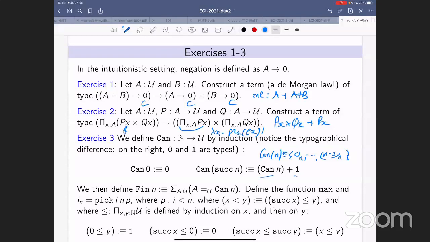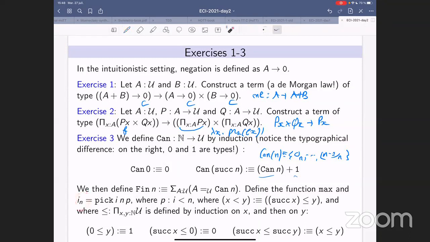So this is a definition, and then we can define fin of n as the type which says it's a pair of a type A and a proof that A is equal to can n in the identity type of the universe. So these so far are only definitions, and the exercise requires you to define the function max and this notation here, in.